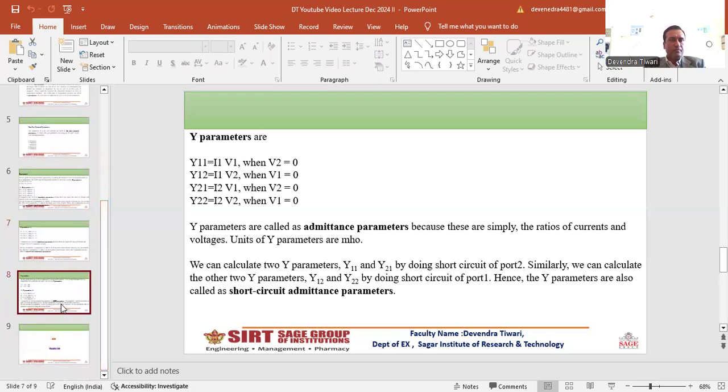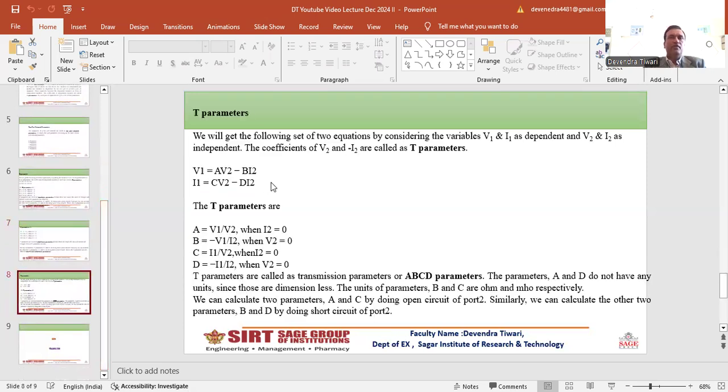Okay, next slide. T parameters. These are the transmission line parameters. We get these two equations by considering the variables V1 and I1 as dependent and V2 and I2 as independent, and their coefficients, with V2 and minus I2, are called T parameters or ABCD parameters. So the equations will be V1 equals A V2 minus B I2 and I1 equals C V2 minus D I2. So these transmission line parameters can be found out.